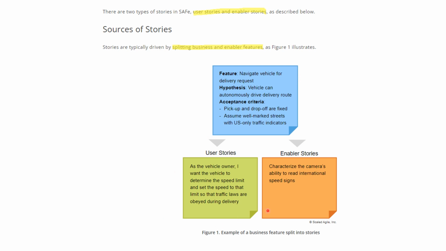How are the user stories or enabler stories getting split? The user story looks like this. As a vehicle owner, I want the vehicle to determine the speed limit and set the speed to that limit so that traffic laws are obeyed during delivery, right? What is an enabler story? The camera's ability to read international speed signs, right? So this is how you can split the stories or derive the stories from a feature into a user story as well as an enabler story.